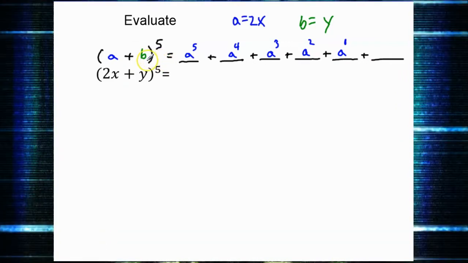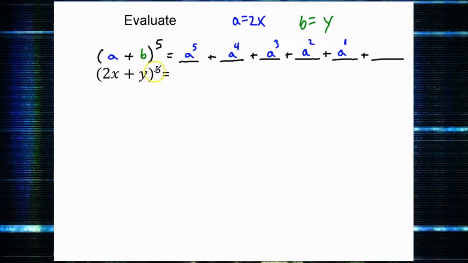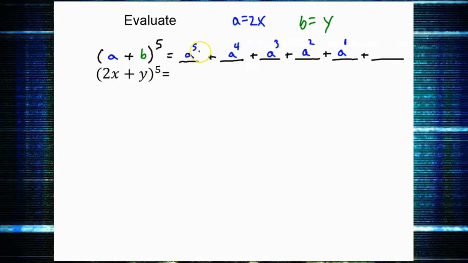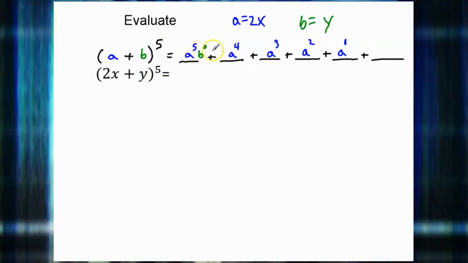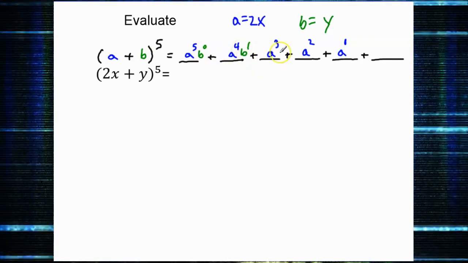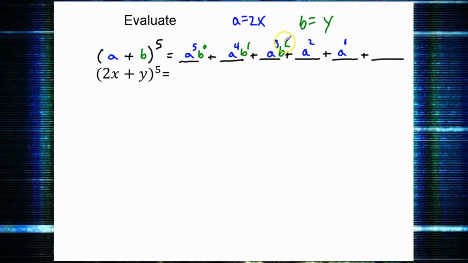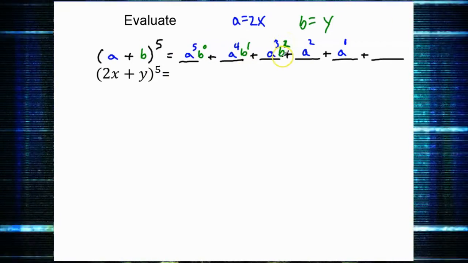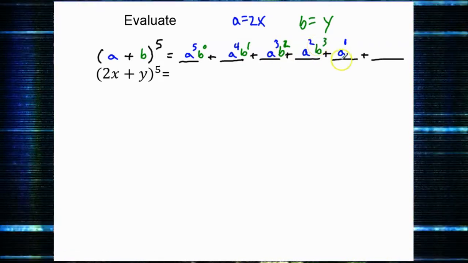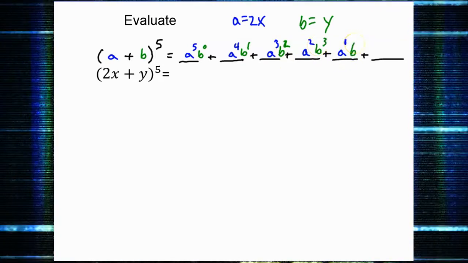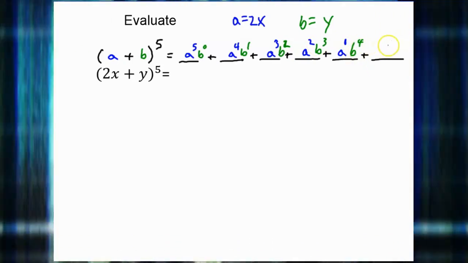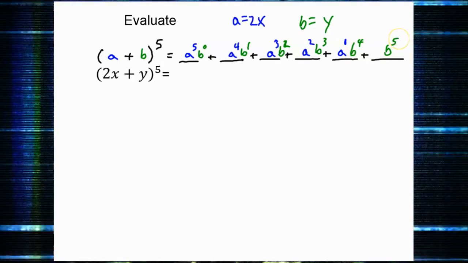So now let's think about what's going to happen with b. So again, b starts off as the lowest power, so b to the 0. And then b is going to go up a power each time. So add 1, that's b to the 1st. Add 1, that's b to the 2nd. Add another 1 to the power, that's going to end up being b to the 3rd. Add another 1 to the power, and that's b to the 4th. Add another 1 to the power, and that's b to the 5th power.